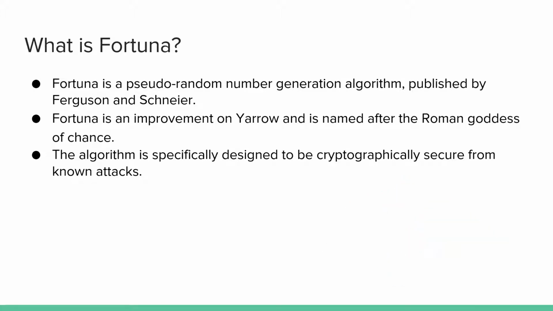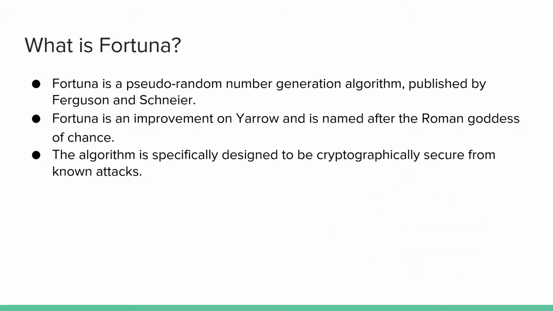So what is Fortuna? It is a pseudo-random number generator algorithm, and it was published by Ferguson and Schneier. It is an improvement of an existing pseudo-random number generation algorithm called Yarrow, which is basically named after the Roman goddess of chance. The algorithm is specifically designed to be cryptographically secure from known attacks. There are three parts in Fortuna which we are going to look at in way more detail, but I'll just briefly go over them for now.